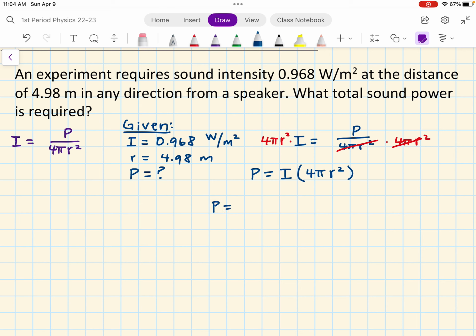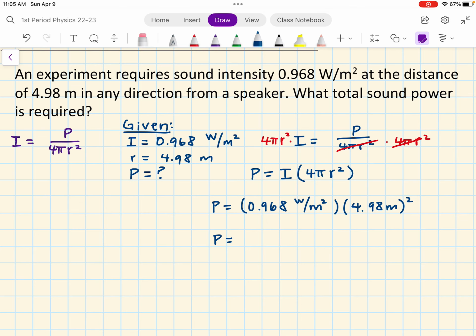Power is equal to intensity 0.968 watts per meter squared. I apologize for my W. Now we have times the radius squared, 4.98 meters. Don't forget to square it. Quick unit check. So the meter squared here will cancel the meter squared over here. We're going to be left with watts. That is what we want. That is the unit of power.